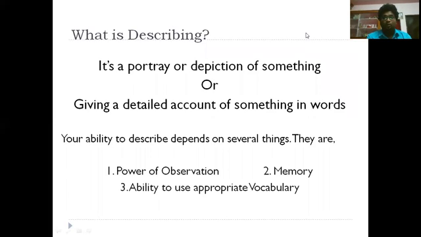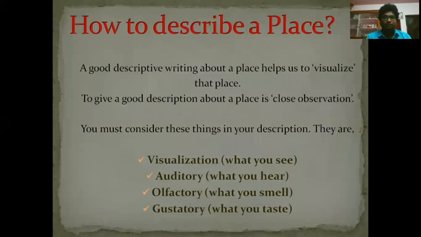And let's see what else we need to do. Let's see how we are supposed to describe a place. But remember the things that we discussed earlier. We must have power of observation, we must have memory, followed by vocabulary. These things are very important to describe anything for that matter. So let's see how we are supposed to describe a place.